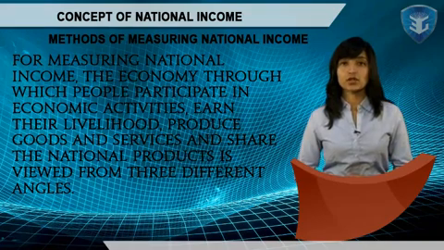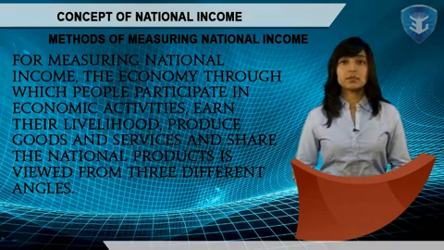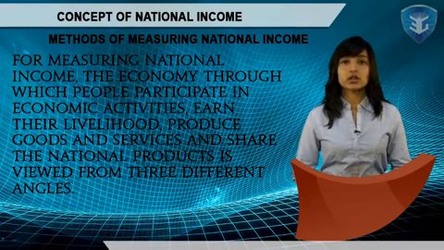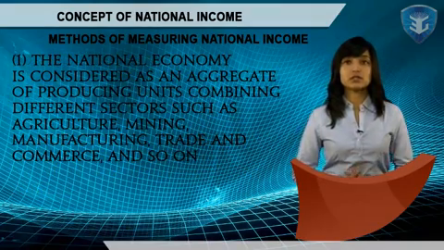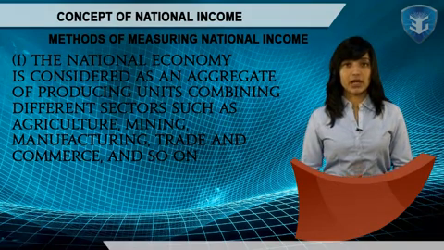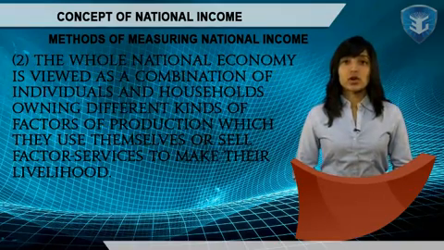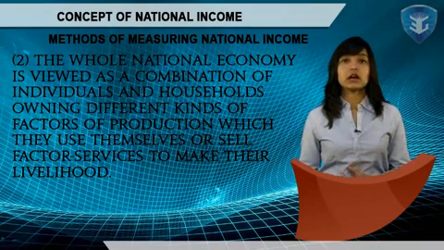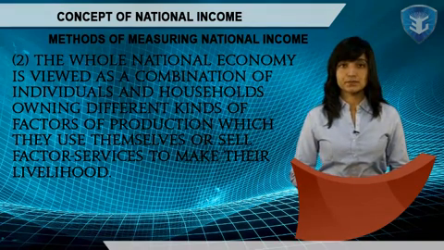Let's know the methods of measuring national income. For measuring national income, the economy through which people participate in economic activities, earn their livelihood, produce goods and services, and share the national products is viewed from three different angles. The national economy is considered as an aggregate of producing units combining different sectors such as agriculture, mining, manufacturing, trade and commerce, and so on. The whole national economy is viewed as a combination of individuals and households owning different kinds of factors of production which they use themselves or sell factor services to make their livelihood.